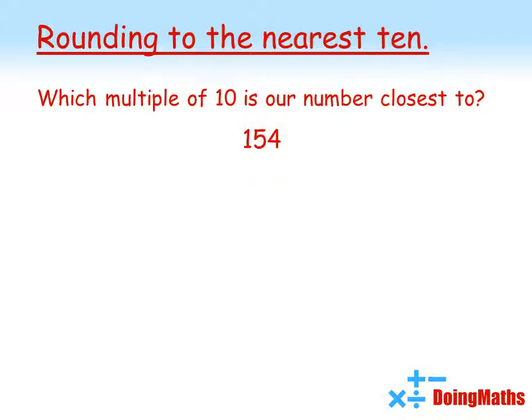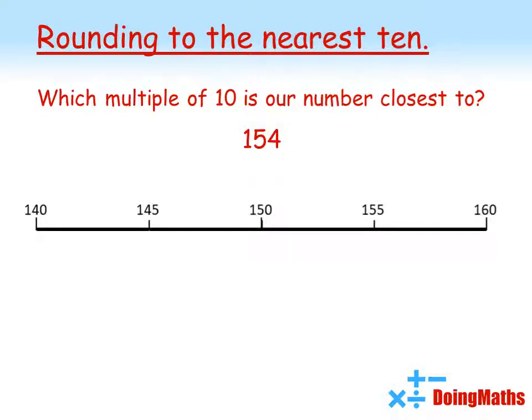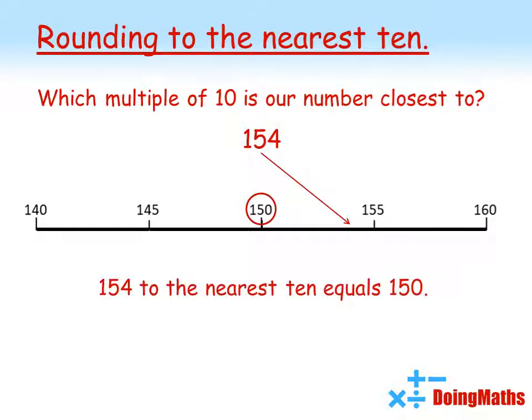Let's round a bigger number now. We'll have a go at 154. Here's the number line again. 154 is there, so it's between 150 and 160, but it's closer to 150, so to the nearest 10 we round to 150.